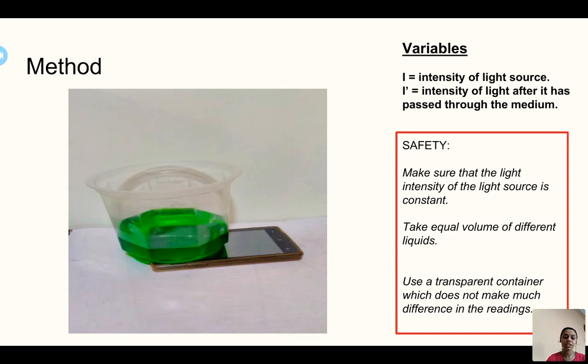Now, some precautions for this experiment are: make sure that the light intensity of the light source is constant. So, I have taken it to be constant at 1 kilolux in every case. So we shall take equal volume of different liquids. I have taken it to be 200 ml for all the liquids. And we shall use the transparent container which does not make much difference in the readings, as I have mentioned earlier. And some variables which we will be needing for the formula coming ahead are I, which is for intensity of light source, I dash, which stands for intensity of light after it has passed through the medium. And the medium here is liquid.